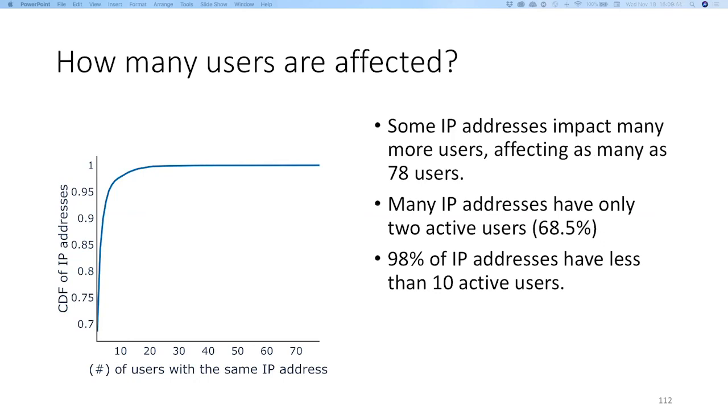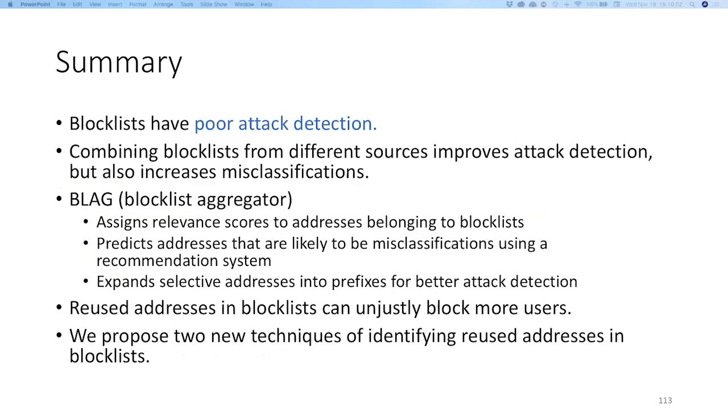Now, in the worst case, we find that some IP addresses listed in blocklists could potentially block as many as 78 users. And many times, these IP addresses block only 2 active users. We also find that about 98% of these IP addresses have less than 10 active users behind them. So in summary, we find that blocklists have poor attack detection.